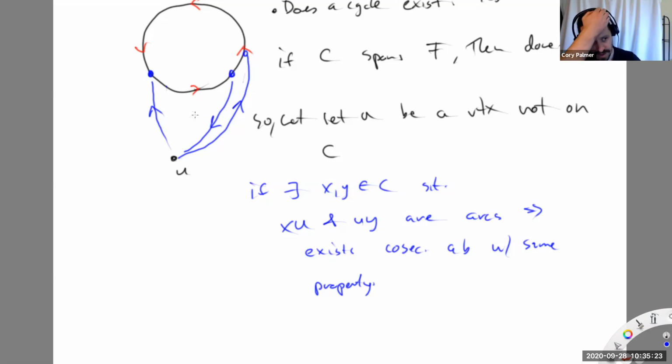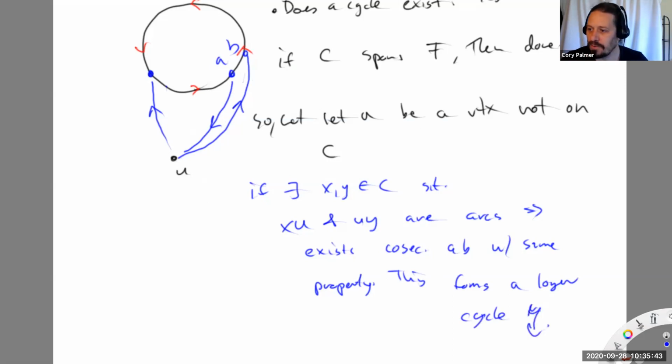Now, if we have that, what does that mean? Now I have an A and B that are consecutive on the cycle, and A points to U and U points to B. Then we have a longer cycle. This forms a longer cycle, which would be a contradiction to the length of the cycle. Unlike in Redei's theorem, this is not the end of the proof. What does this tell us about U then? This doesn't actually end the proof.